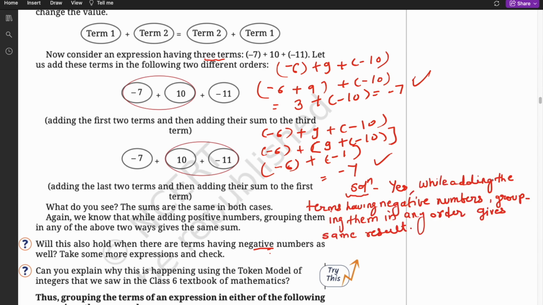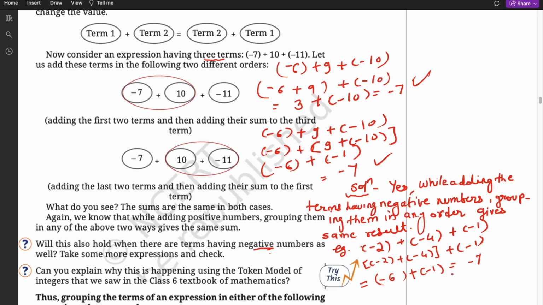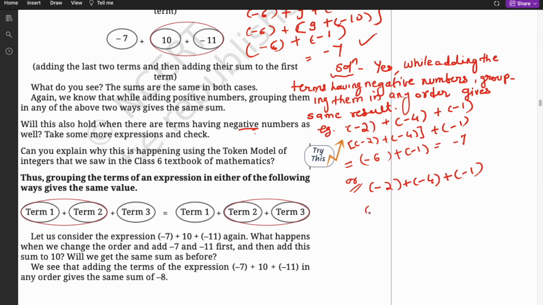Yes. So yes, while adding the terms having negative numbers, grouping them in same or any order gives same result. Same result मिलता है. For example, -2 plus -4 plus -1. So here first two terms we will add. So -2 plus -4 is -6, plus -1 which is equal to -7. और with the same example, suppose first term हमने as it is रखा और last two terms हम add करेंगे. So here -4 plus -1 is -5, and -2 plus -5 is -7.